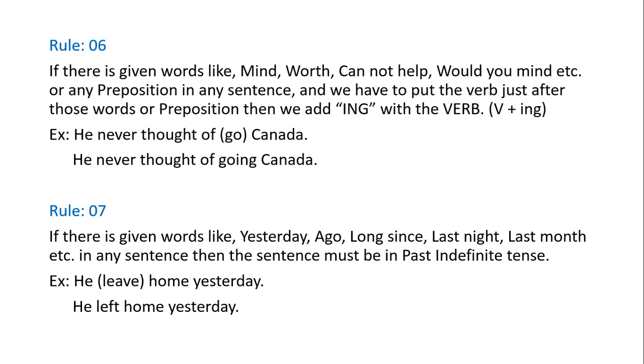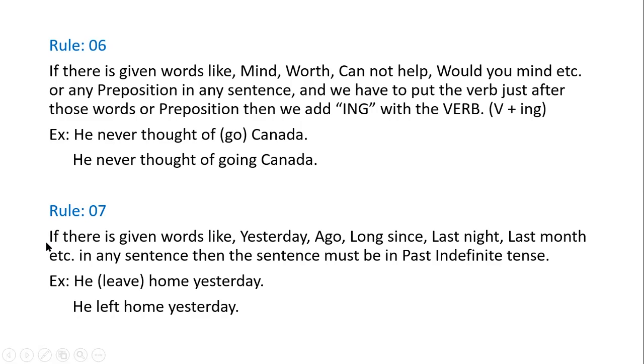Another thing is that just after a preposition, if we have to put a verb, then we have to make it ing form. For example, he never thought of (go) Canada. You see the verb here in brackets is "go." He never thought of, and "of" here is a preposition, and we have to put the verb just after the preposition. So we have to change the verb by using ing form: He never thought of going Canada.